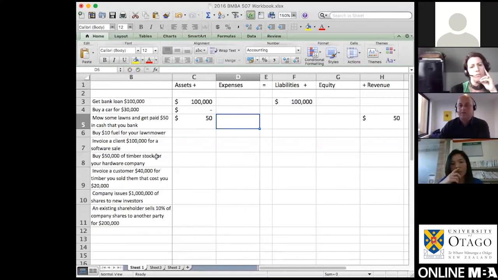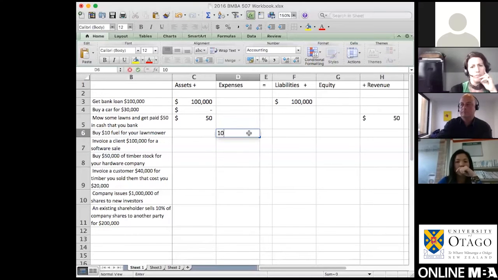Someone else want to have a go at this next one? Just wave if you like, because I can see you. Yep, Matthew. Matthew beat you on there. Okay, so we buy $10 in fuel for the lawnmower. So our expenses go up by $10, and our assets go down by $10 because we spent cash.